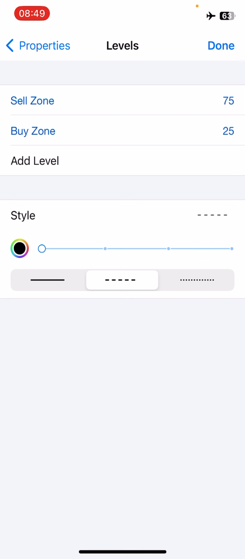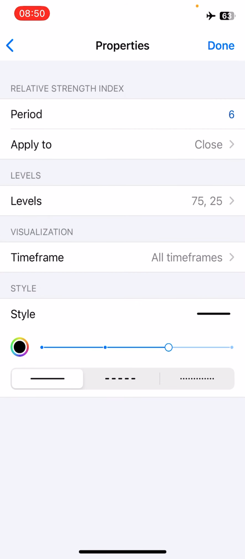If I click done, it will take me back to my properties for the RSI, and what we're left with is just styling it.